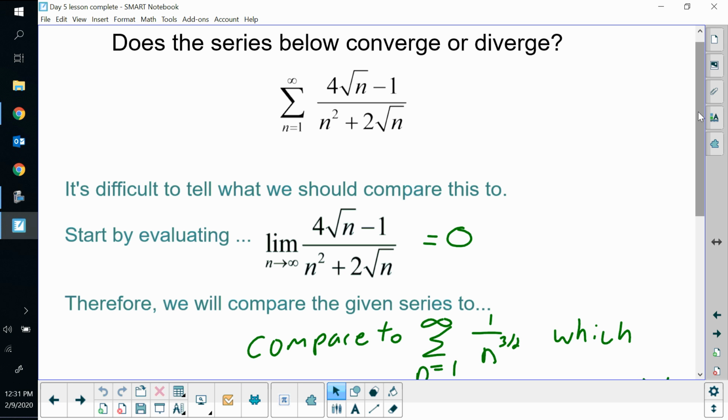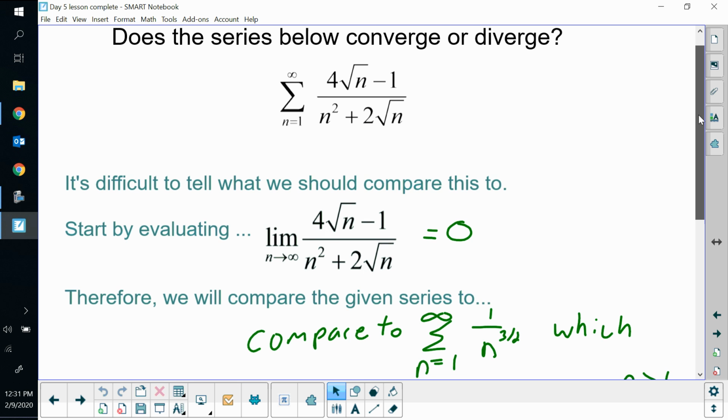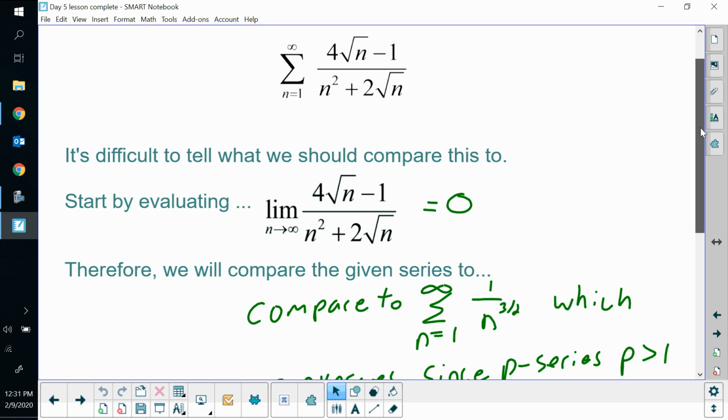A good rule of thumb is you should compare it to 1 over whatever the gap is between the numerator highest degree and the denominator highest degree. So notice on top our highest degree is n to the 1/2. On bottom we have n squared, so that's a gap of 3/2. So we should compare this to 1 over n to the 3/2.